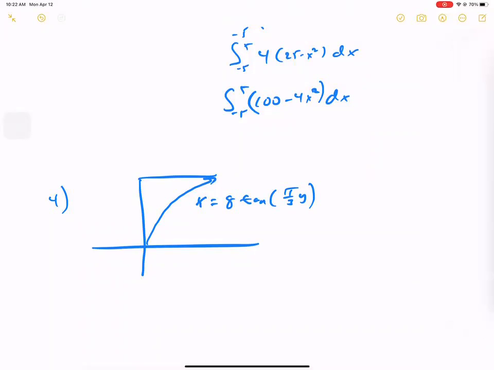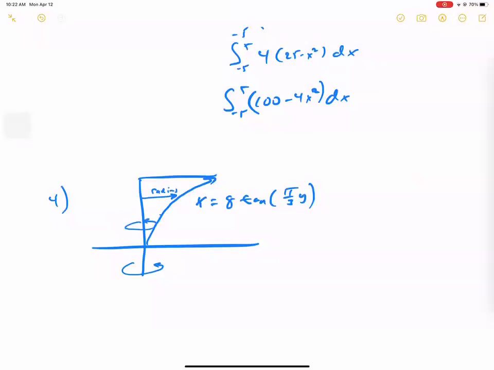So you want us to revolve it around this way? The y-axis. They told us the x value. As you can see, that's my radius, isn't it? And if I rotate it around, we end up with what type of shape? We end up with a circle.